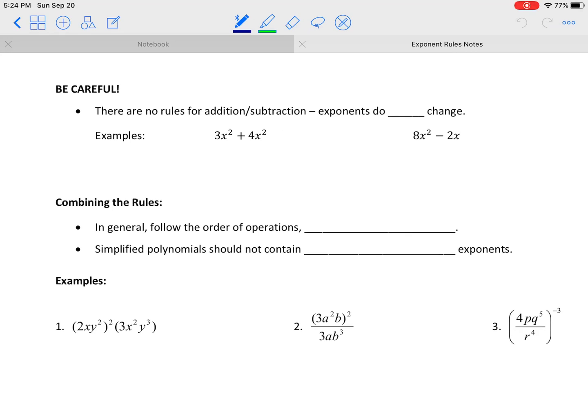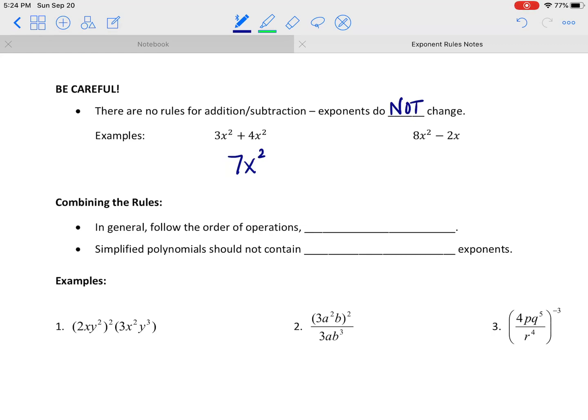We've got to be really careful with addition and subtraction. Notice in the list we put on the front there, we didn't have any rules for addition or subtraction. So like a 3x squared and we add it to a 4x squared, okay? When we're adding and subtracting, that's a different thing. We're combining like terms. We're not changing any exponents. So a 3x squared plus a 4x squared, that's just a 7x squared, right? We don't change the exponents there. So exponents do not change with addition or subtraction.